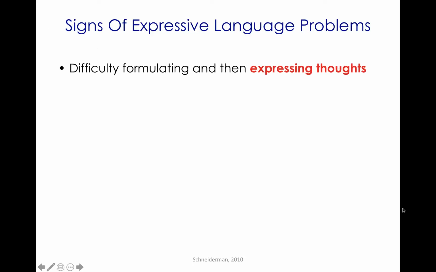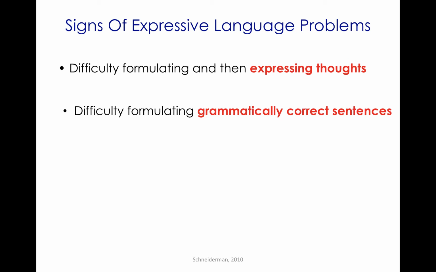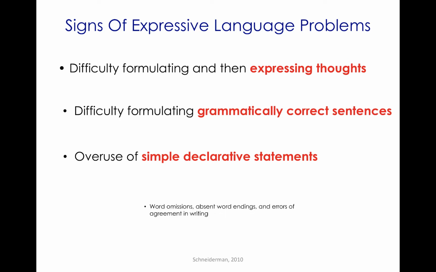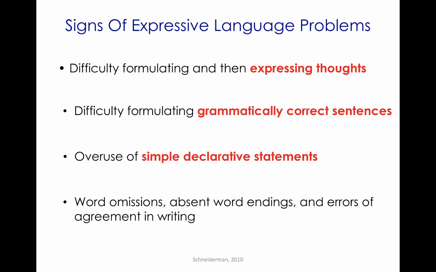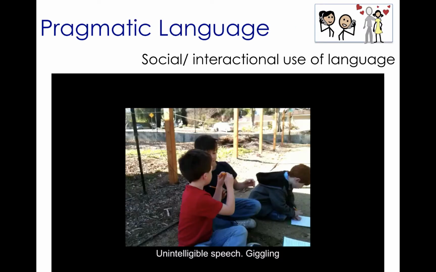Well, a couple of red flags are if you are noticing that the student is having a difficult time formulating and expressing their thoughts. You will notice that there may be challenges with grammatically correct sentences, or they're simply using declarative statements instead of using more complex sentences as they become older. Oftentimes, you will also see that they will omit words, or there's errors of agreement in writing.